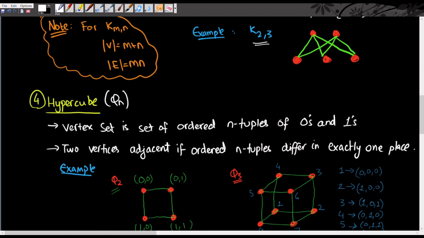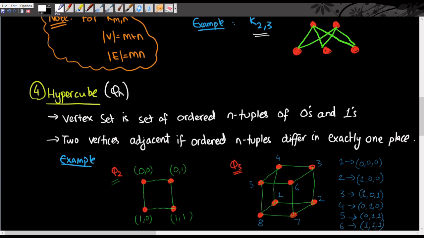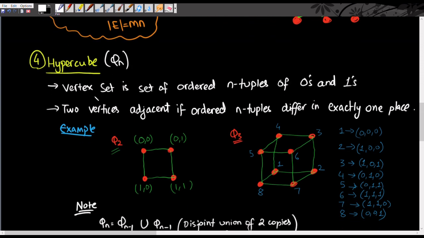So the next type of class of graph is known as a hypercube. It is denoted by Qn. So the vertex set is a set of ordered n-tuples of zeros and ones. I hope you know what tuples are. It's basically just a sequence of zeros and ones. It can be any sequence. It's a binary sequence basically.